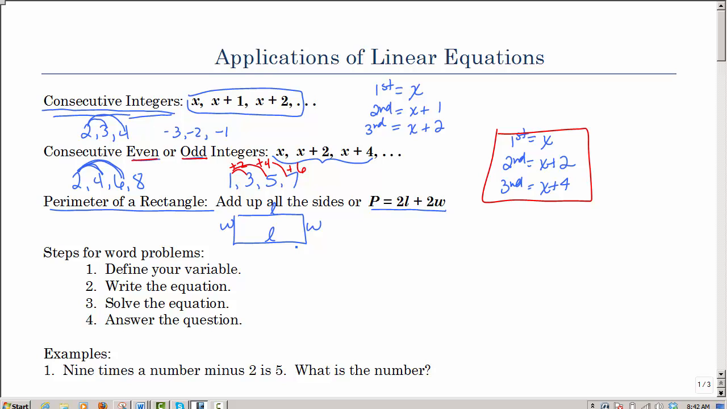Now what I'm going to ask you to do is go through 4 steps, and I need to see all 4 steps. The first one, a lot of students skip, and I take off points. You want to define your variable, then you want to write your equation, you want to solve the equation, and you want to make sure you've answered the question. Did you find what they asked you to find?